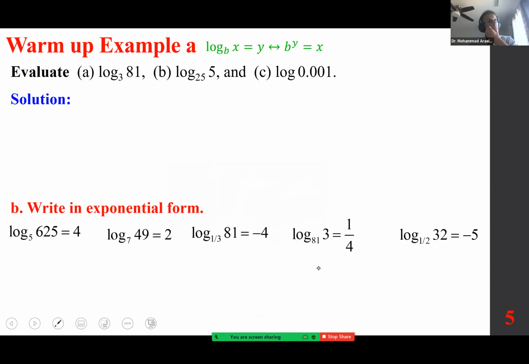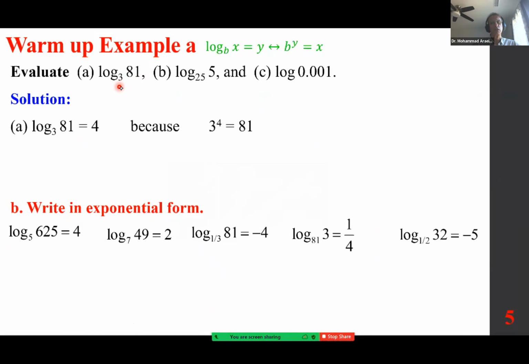Now, we want to evaluate those just to refresh your memory. And again, this is log x base b equals y. That means b to the power of y is x. We are going with this arrow that I mentioned. So log 81 base 3, what is that equal to? It's equal to 4 because 3 to the power of 4 is 81.